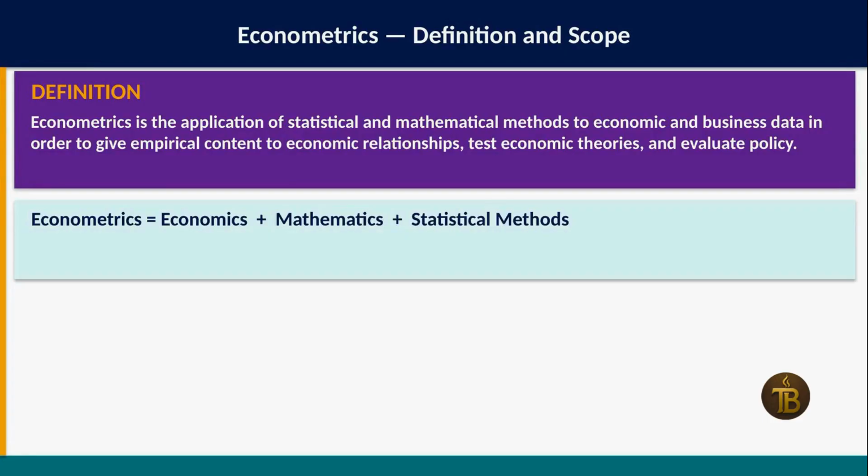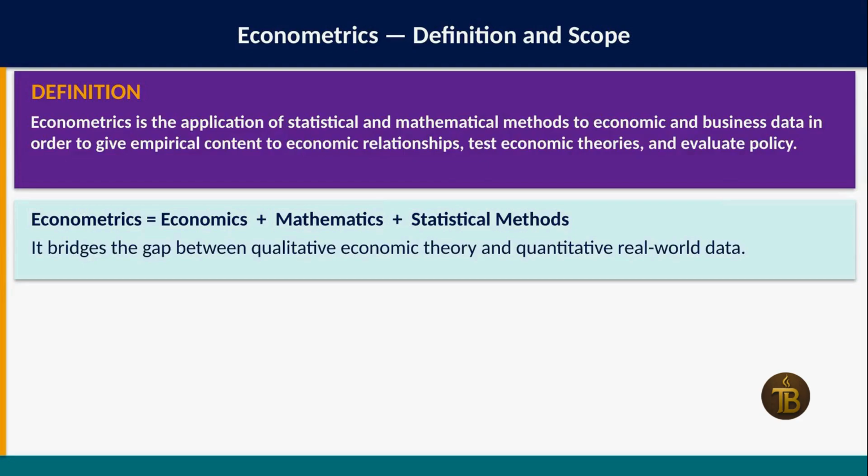You can think of econometrics as sitting at the intersection of 3 fields: economics, mathematics, and statistical methods. Take any one of them away, and you don't really have econometrics anymore. Its real job is to bridge the gap between qualitative economic theory, ideas like demand falling as price rises, and quantitative real-world data that lets us actually measure how much.